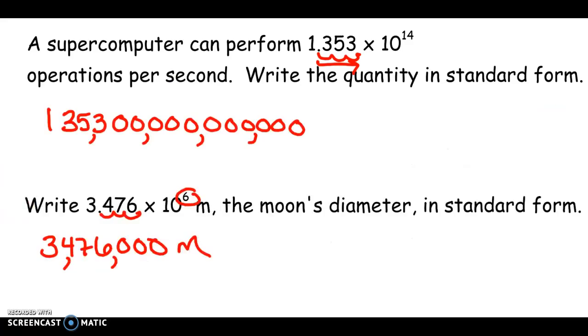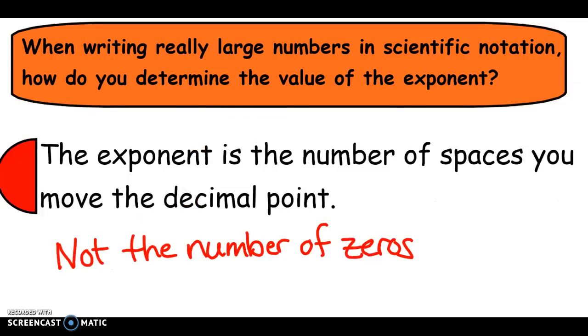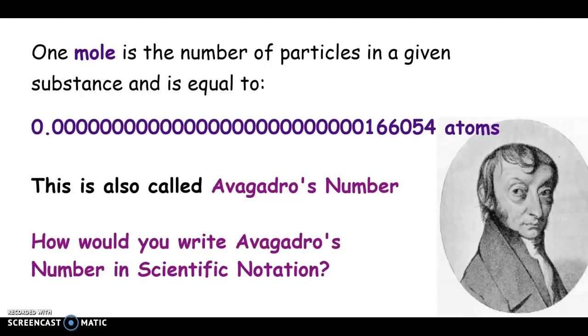So if we go back and look, this number here has 1, 2, 3, 4, 5, 6, 7, 8, 9, 10, 11. 11 zeros. But if I wrote it times 10 to the 11th, my decimal point would only end up here. And I need it to be after the 1. So you could check yourself by going backwards. Just remember that it's not the number of zeros.